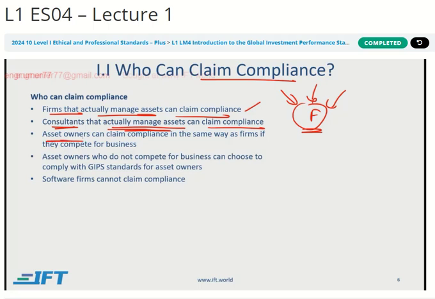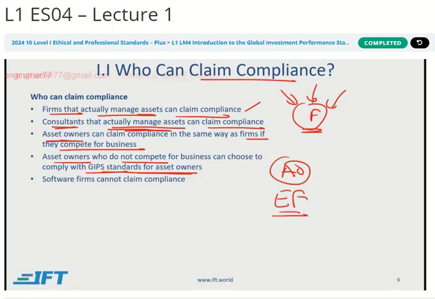Next, we have asset owners. Asset owners can claim compliance in the same way as firms if they compete for business. On the other hand, asset owners who do not compete for business can choose to comply with GIPS standards for asset owners. So here the point is that we will have some asset owners, let's say an endowment fund. If an endowment fund is simply managing the endowment of a given university and not competing for business, then this endowment fund should comply with the GIPS standards for asset owners. The GIPS standards for firms will not apply here.